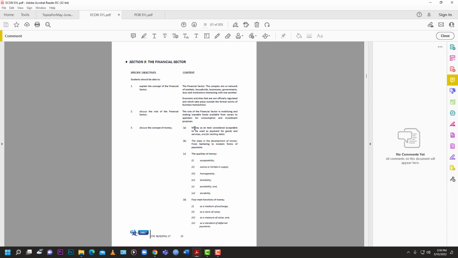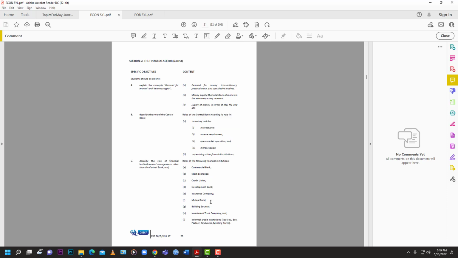The financial sector is out for paper two, but it is in for paper three. So for paper three, you still have to cover those things. The financial sector: you have to look at your money, functions of money, the characteristics of money, central bank, all those things. Different paying instruments, broad money, narrow money, money base. You have to look at those things still.